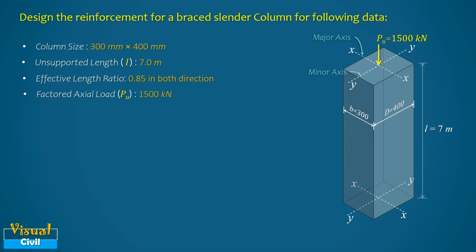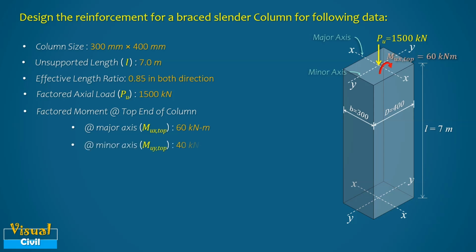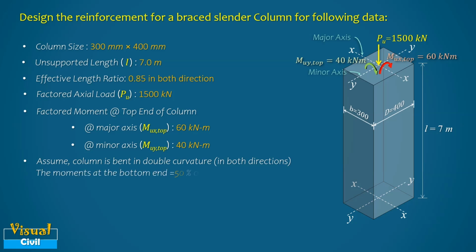The factored moment at top end of the column about major axis is 60 kN and about minor axis 40 kN. Assume column is bent in double curvature in both directions and the moments at the bottom end is equal to 50% of corresponding moments at top.